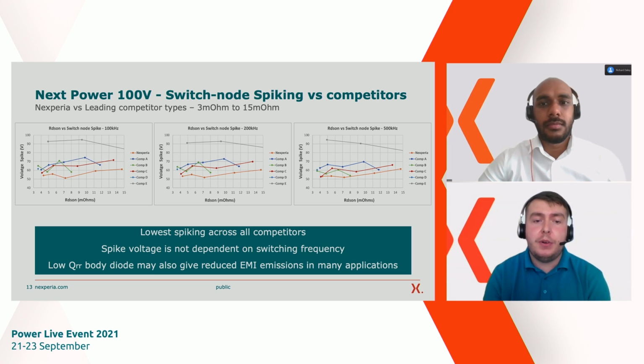And what does this really tell us? What does it help with in spiking? Well, a low QRR body diode helps reduce EMI emissions, and EMI emissions are critical when doing EMC testing and compliance.